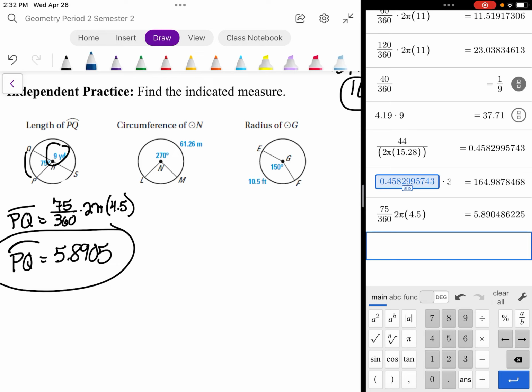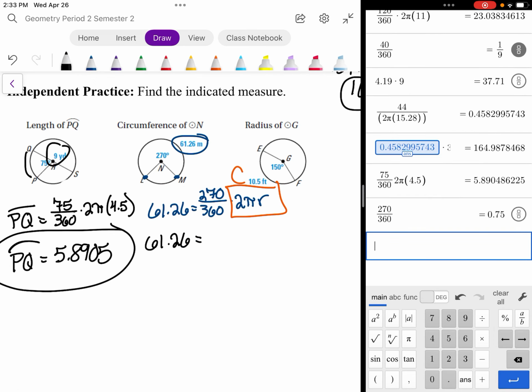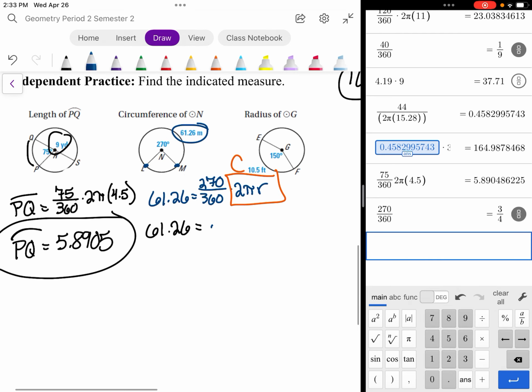Then we're looking for our circumference. So if we set up our equation again, the length is going to be equal to, so they give us the length, 61.26, equals 270 over 360 times 2 pi r. And remember, 2 pi r is our circumference, so that is what we are looking for. So 61.26 equals, now I'm just going to simplify 270 divided by 360, and that is 3 over 4 as a fraction.